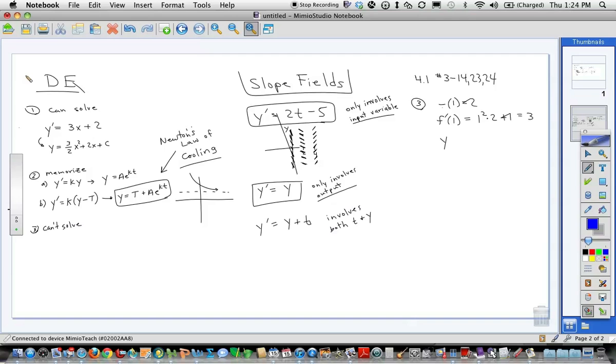So the equation of our tangent line is y equals 3 times the quantity t, we have to use t now instead of x in this problem, t minus 1, plus 2. So y equals 3t minus 3 plus 2. y equals 3t minus 1. There you go. So that just showed why that's our tangent line.